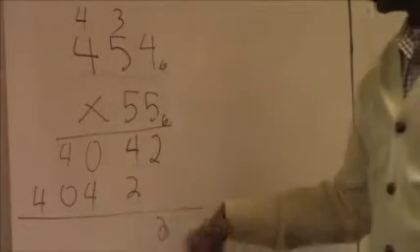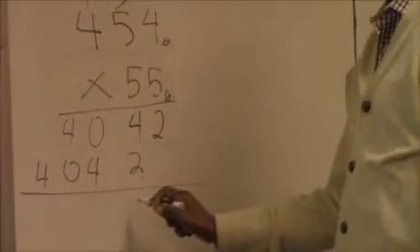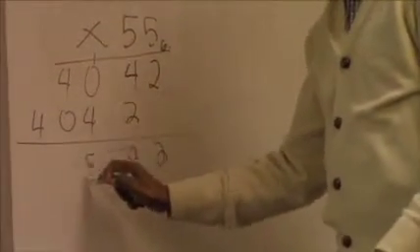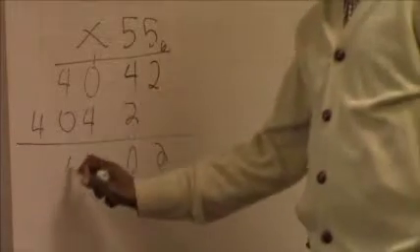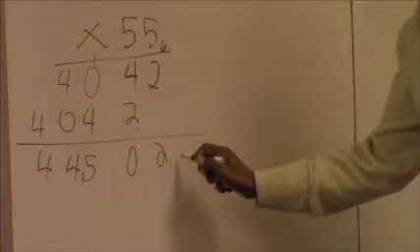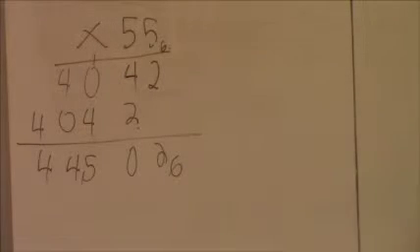And then I can add here. I have 2. 2 plus 4 is 6 base 10. I cannot put 6, so I'll put 0 and carry the 1. It's going to be what? 5. And then it's going to be 4. And there's going to be 4. 4, 4, 5, 0, 2, base 6 is our product.